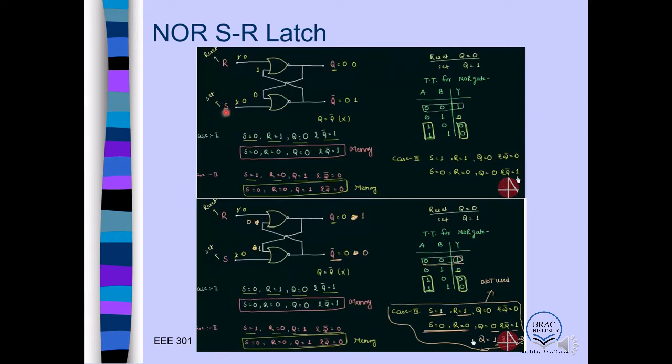But what happens if we start with the other gate? Just look here again. Consider Q equals 0, Q prime equals 0. Now for S equals 0, R equals 0, for the same state.